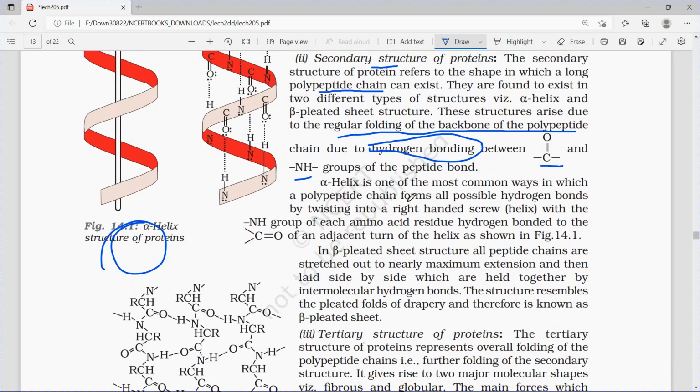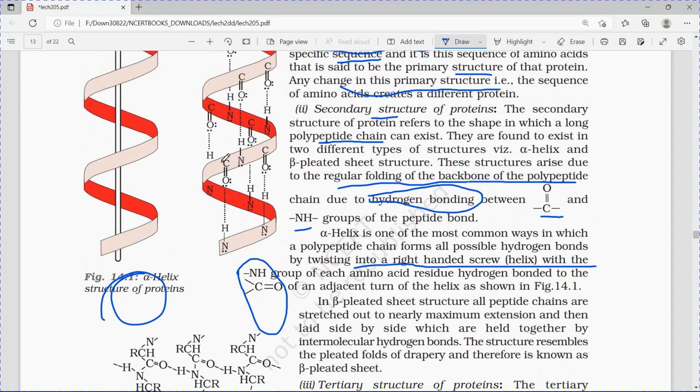Alpha helix is the most common base in a polypeptide chain. It forms hydrogen bonds and twists itself like a right-handed screw. The NH of each amino acid makes a bond with the C double bond O of an adjacent turn of the helix. So look here, there is a C double bond O group, and this makes bonds with the nearby NH group, right?